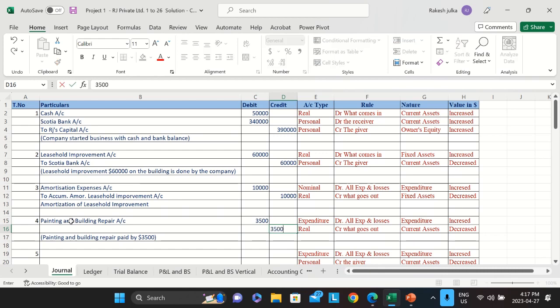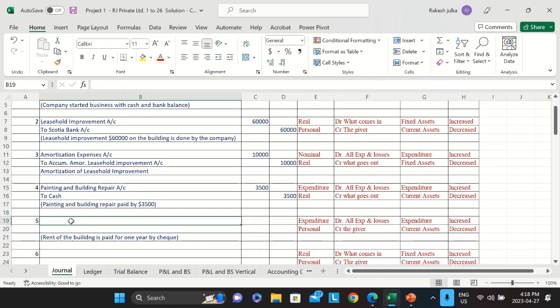So what will be credited here? We know that this payment is made by cash, so to cash. Cash is real, we can see and touch cash. So the value of the cash in the dollar is decreasing, so we will write it here, and the asset value has decreased $3,500. Now the next transaction is the fifth one.